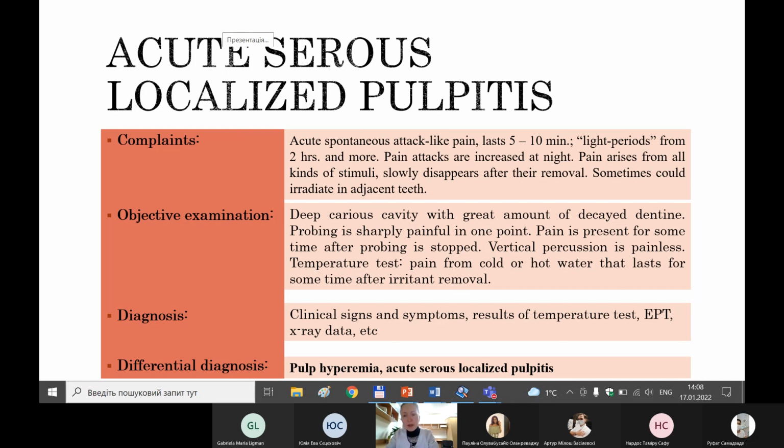Objective examination. Deep caries cavity with great amount of decayed dentine. Probing is sharply painful in one point. Pain is present for some time after probing is stopped. Vertical percussion is painless. Temperature test: pain from cold or hot water that lasts for some time after the irritant is removed. Diagnosis, the same. Diagnosis can be set due to clinical signs and symptoms, result of temperature test and electric pulp test. Differential diagnosis is done with pulp hyperemia and acute serous localized pulpitis.